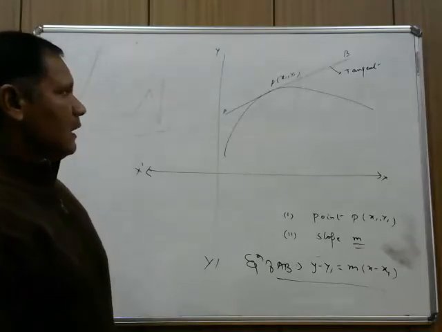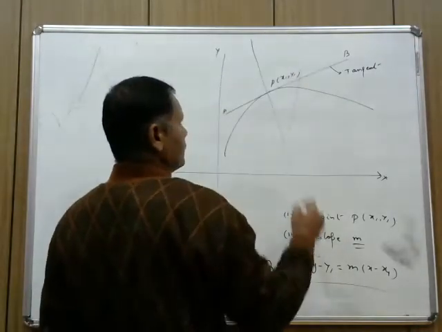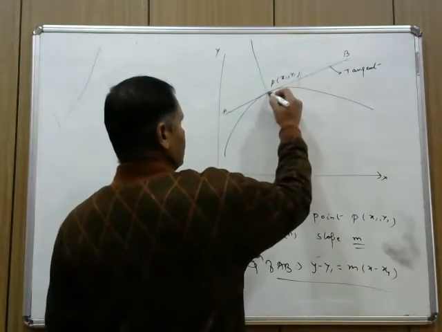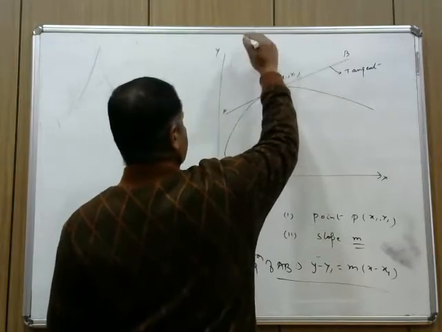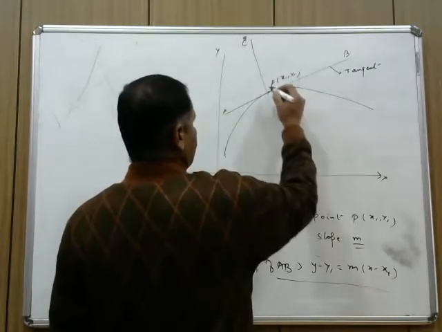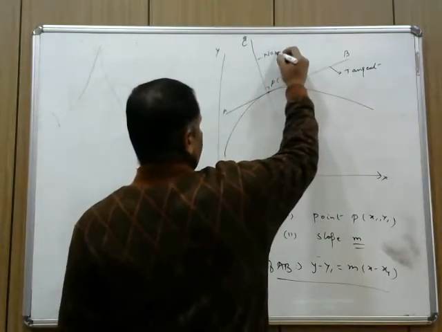Now the line which is perpendicular to the tangent, this is PCD. The line which is perpendicular to the tangent is called normal.